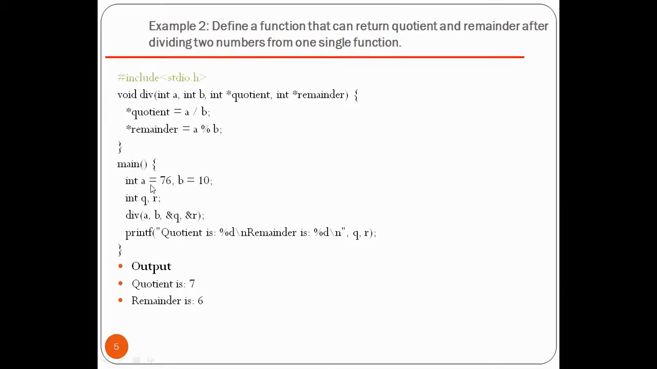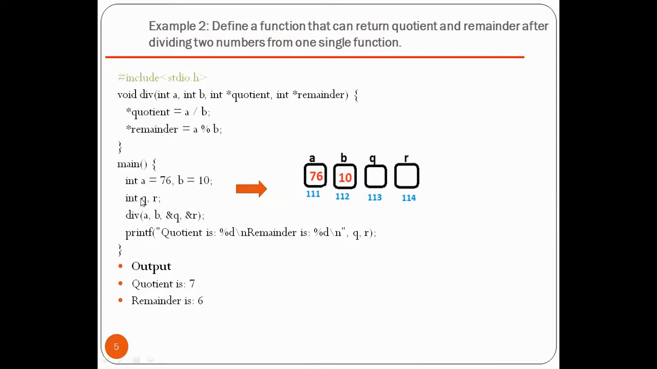Here we have integer A 76, B 10. You can also make a program in which you let the user enter the number, right? Here we have defined the numbers. A is 76, B is 10, integer Q, R. So after this code, what will happen? We will have A 76 and its memory location is 111, suppose, and a variable B with value 10 and memory location 112. These are just assumptions, okay?